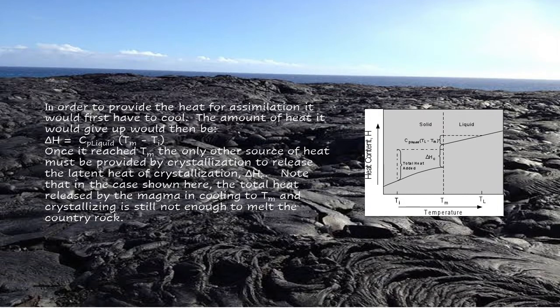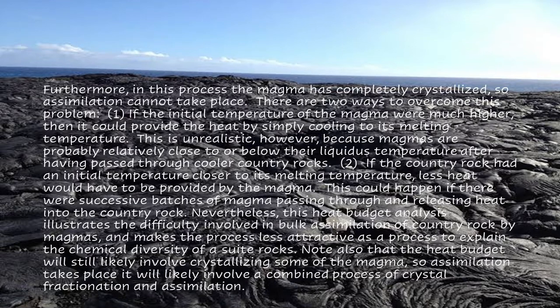In order to provide the heat for assimilation, it would first have to cool. Once it reached melting temperature, the only other source of heat must be provided by crystallization to release the latent heat of crystallization. Note that in the case shown here, the total heat released by the magma in cooling to melting temperature and crystallizing is still not enough to melt the country rock. Furthermore, in this process, the magma has completely crystallized, so assimilation cannot take place.